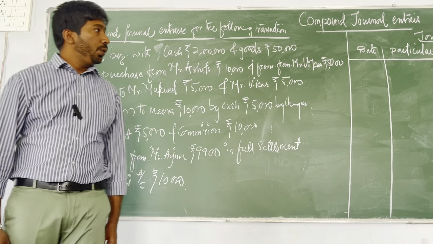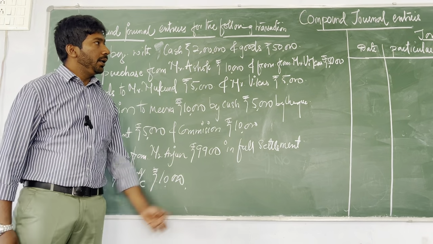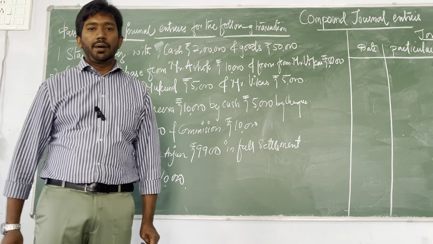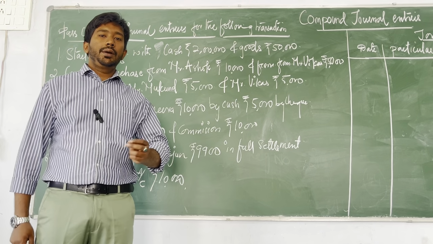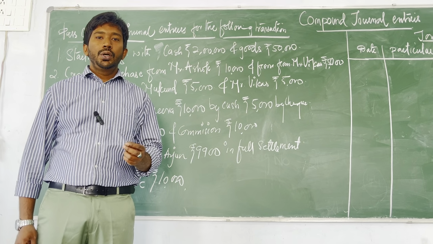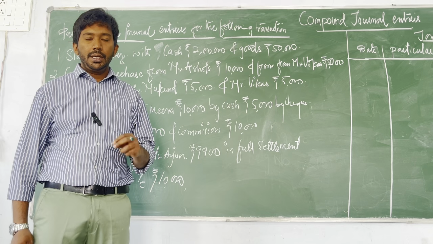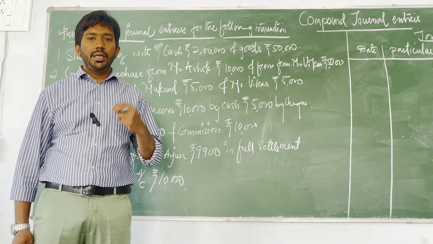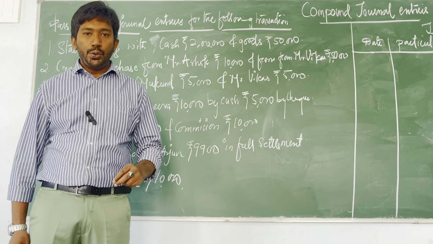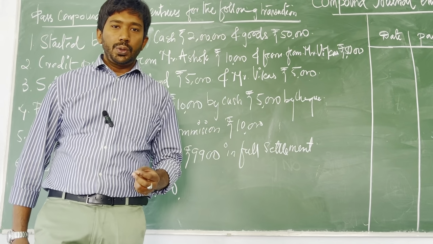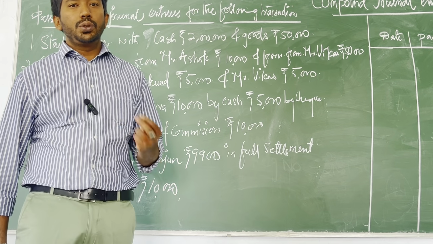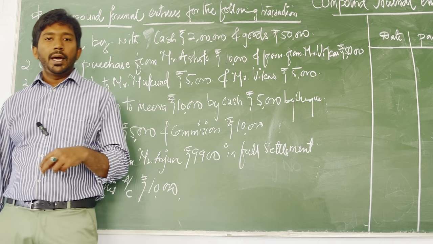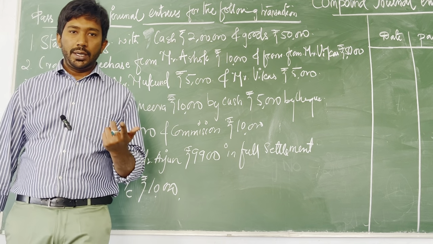So before we start with the compound journal entries, a small definition of compound entries. Compound journal entries are those entries in which you will have two debits, or there will be two credits. In one particular transaction, there will be two debit entries or two credit entries. In simple terms, that is known as a compound entry, where there will be two debits and one credit, or two credits and one debit.